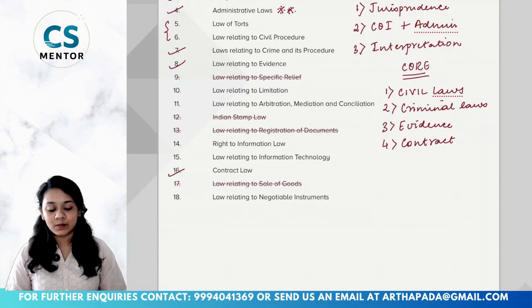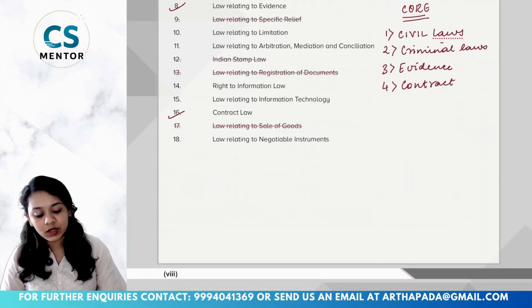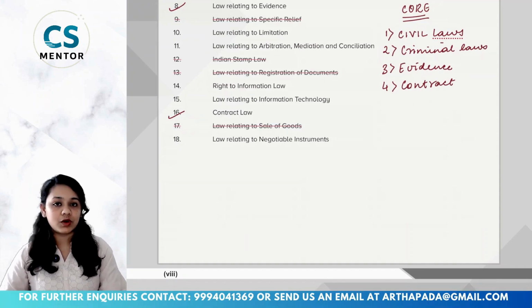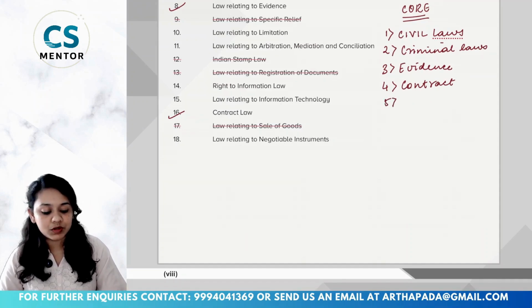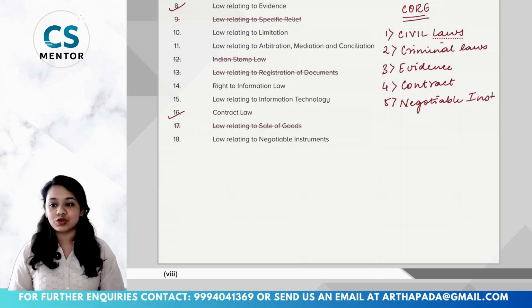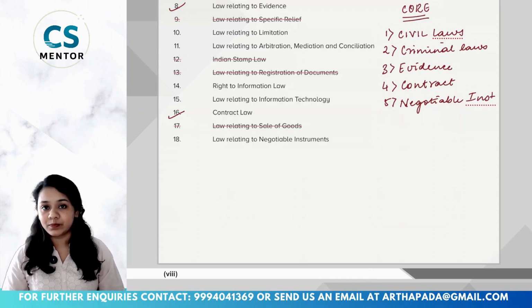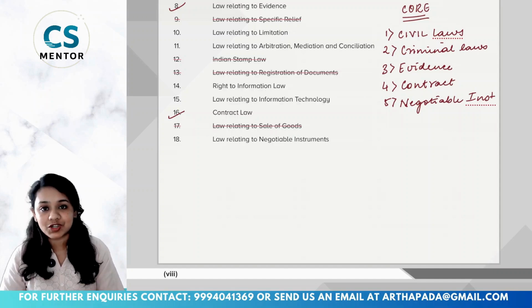chapter number 16. And since we are related to companies, since we are related to contracts, the next most important thing is your concept of negotiable instruments. Now, what is one example of a negotiable instrument? An example is a cheque, the cheque issued by banks. Now, what are the rules governing it? How to implement them? What are the remedies related to it?